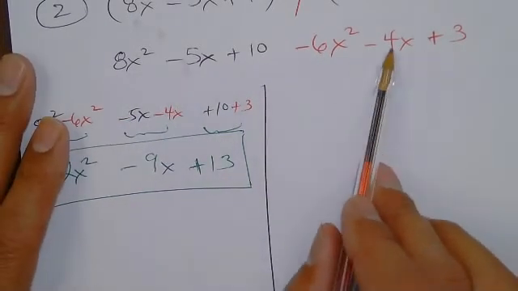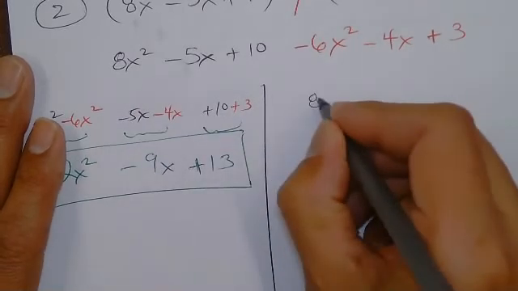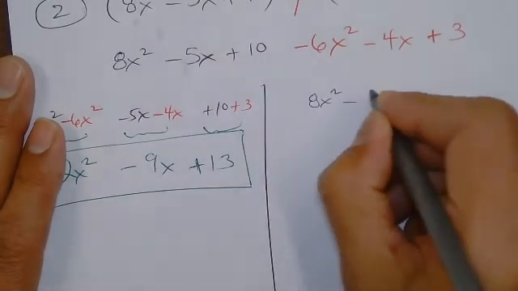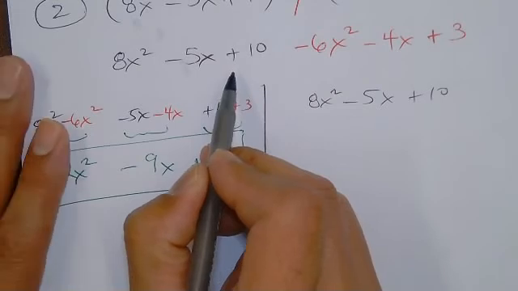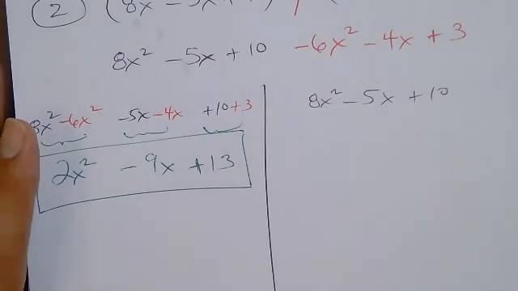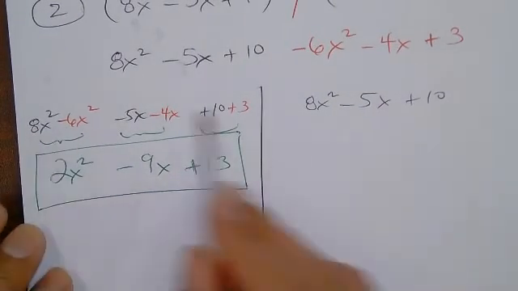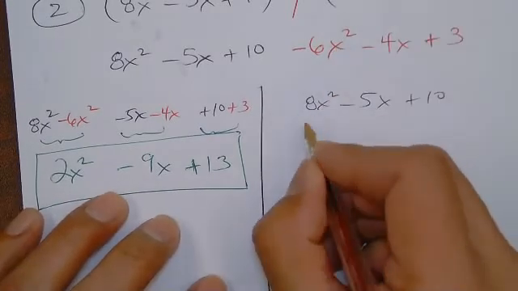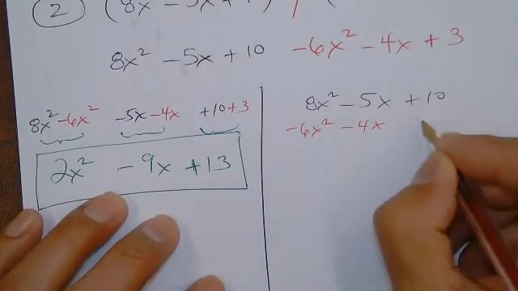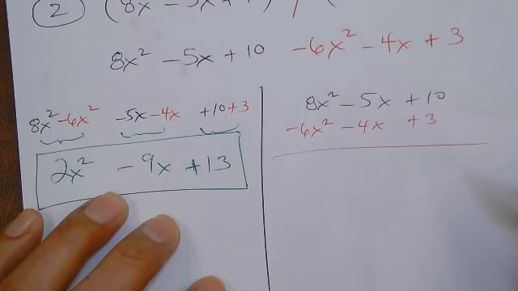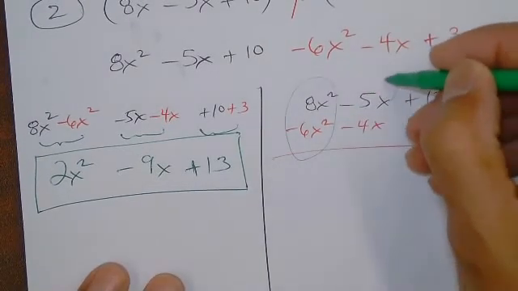Again, that's if this one has all the terms and this one has all the terms, or you can handle it. You can just do it like this. You can just go 8x squared minus 5x plus 10. Isn't that the first one? And then just like when we were doing systems of equations, see this all lines up. I can write the second one underneath, so you don't have to write all across like that. Negative 6x squared minus 4x plus 3. You see how everything lines up?